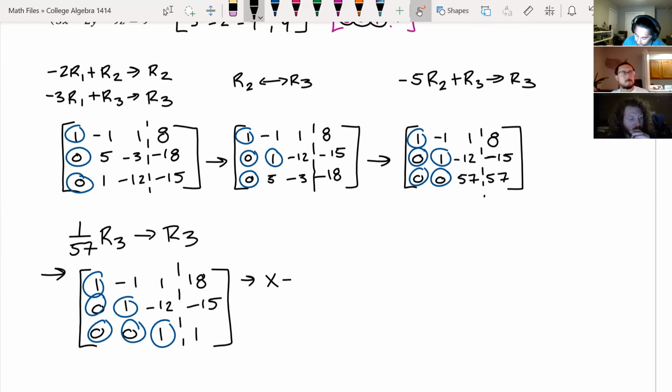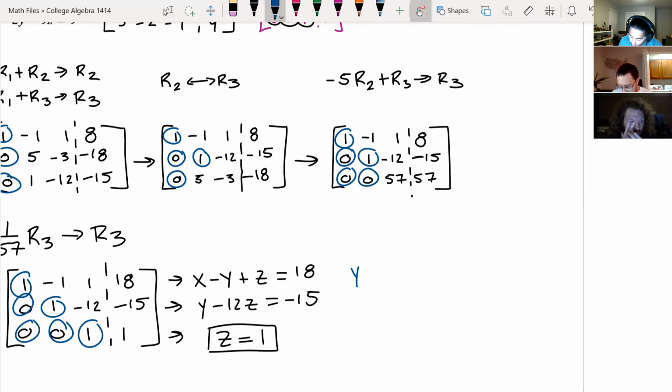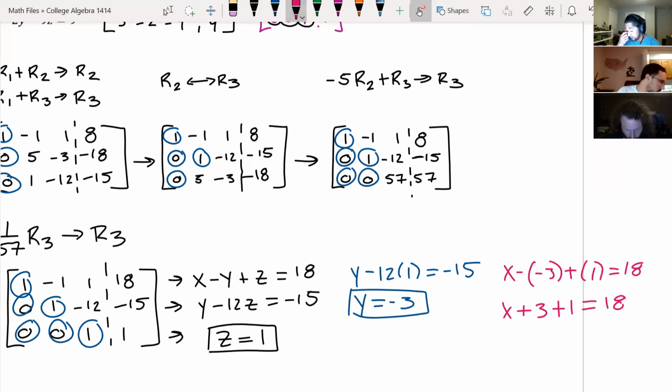Row 1 is x minus y plus z equal to 18. Row 2 is y minus 12z equals -15. And row 3 is z equals 1. There we go. And then to find y: y minus 12z times 1, add that 12 over, and y equals -3. And then to find x: x minus y plus z equal to 18, x plus 3 plus 1, that's fine, equal to 18, that is 4.